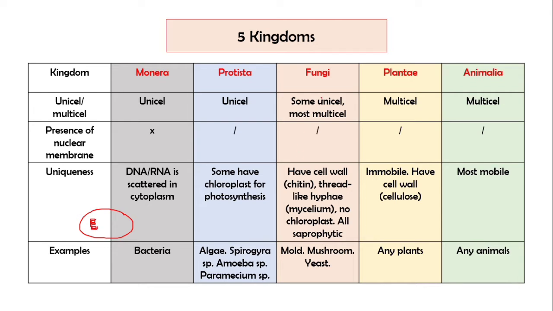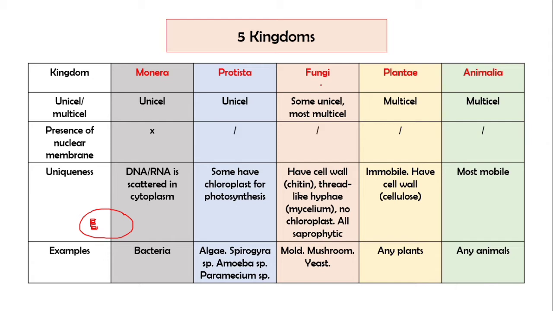Okay, kingdom Protista are the unicellular organisms with nuclear membranes, and some have chloroplasts for photosynthesis. Okay, examples of Protista: algae, Spirogyra, amoeba, and paramecium.